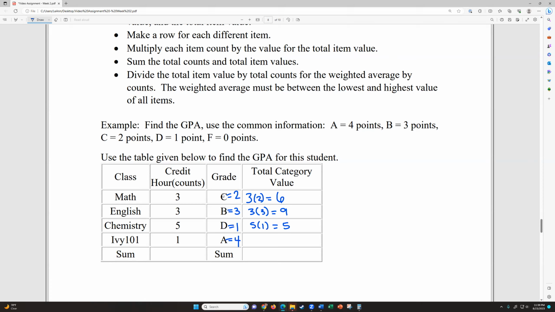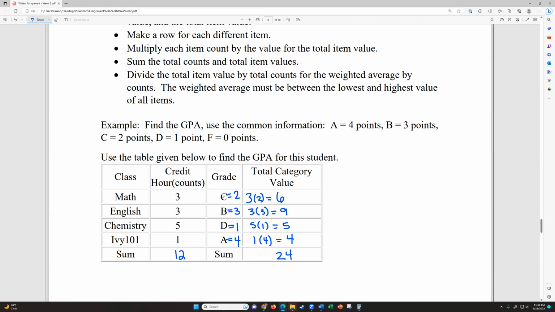The heavier credit count, you want to have a good grade in that class, because think about the multiplication happening here. We're not getting many category value points from that, okay? And then 1 times 4 is going to be 4, okay? So we're going to add all these together. That's going to give us how many total category value points did the student earn for that semester. So that is what, 15 plus 5 is 20, so that's 24.